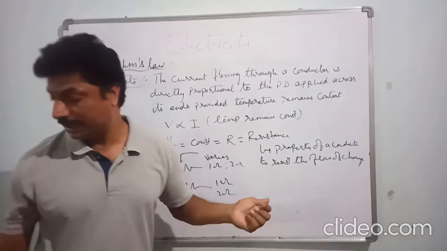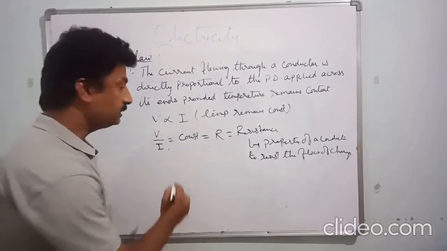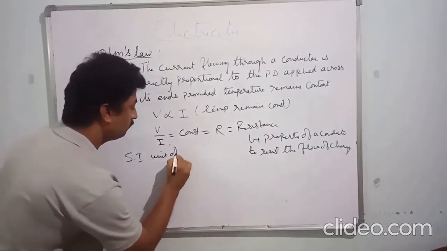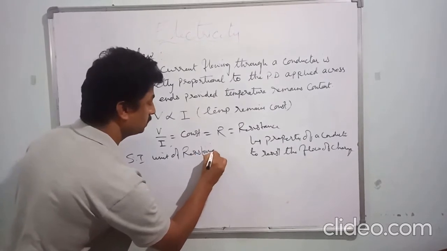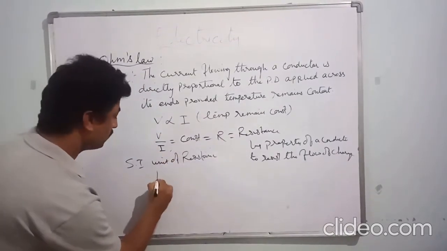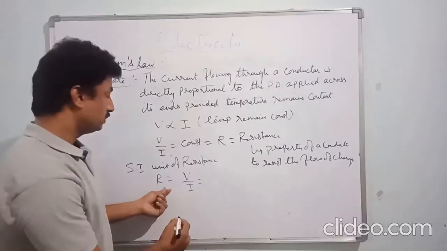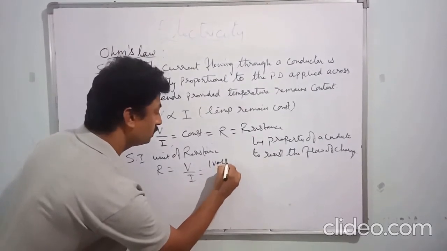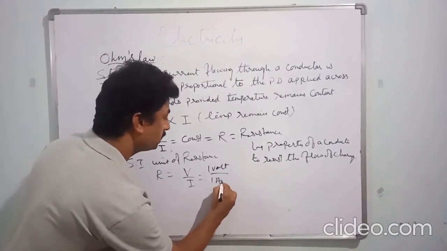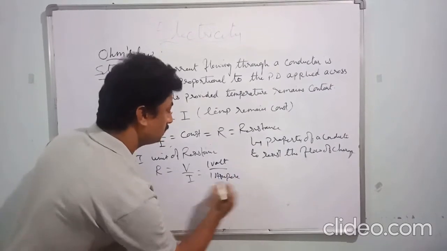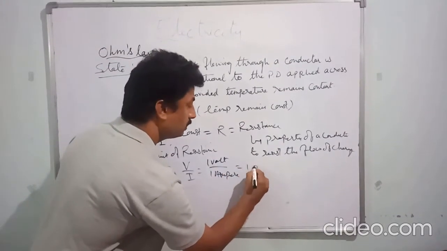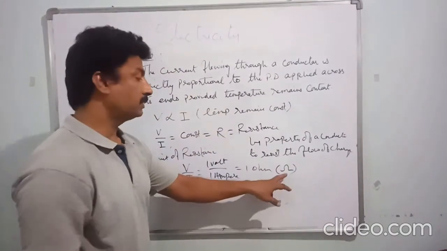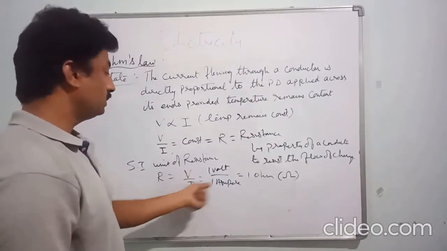Okay. Let us look at the SI unit of resistance. From this formula we can derive R is equal to V by I. So from here we can derive the SI unit of resistance. Here V is 1 volt and I is 1 ampere, and R is equal to 1, which is denoted with a Greek letter like this. This is the derivation. So R is equal to 1 ohm.